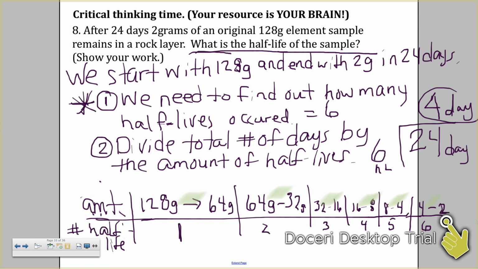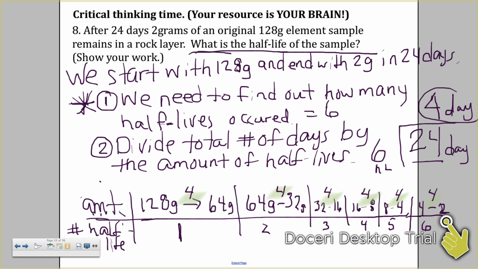The sample of the element to decay. So we would be able to say to go from 128 grams to 64 grams, it takes 4 days. From 64 grams to 32? 4 days. From 32 to 16? 4 days. From 16 to 8? 4 days. From 8 to 4? 4 days. From 4 to 2? 4 days. And if you added all of these up, you would get a total of 24 days. Any questions about that?